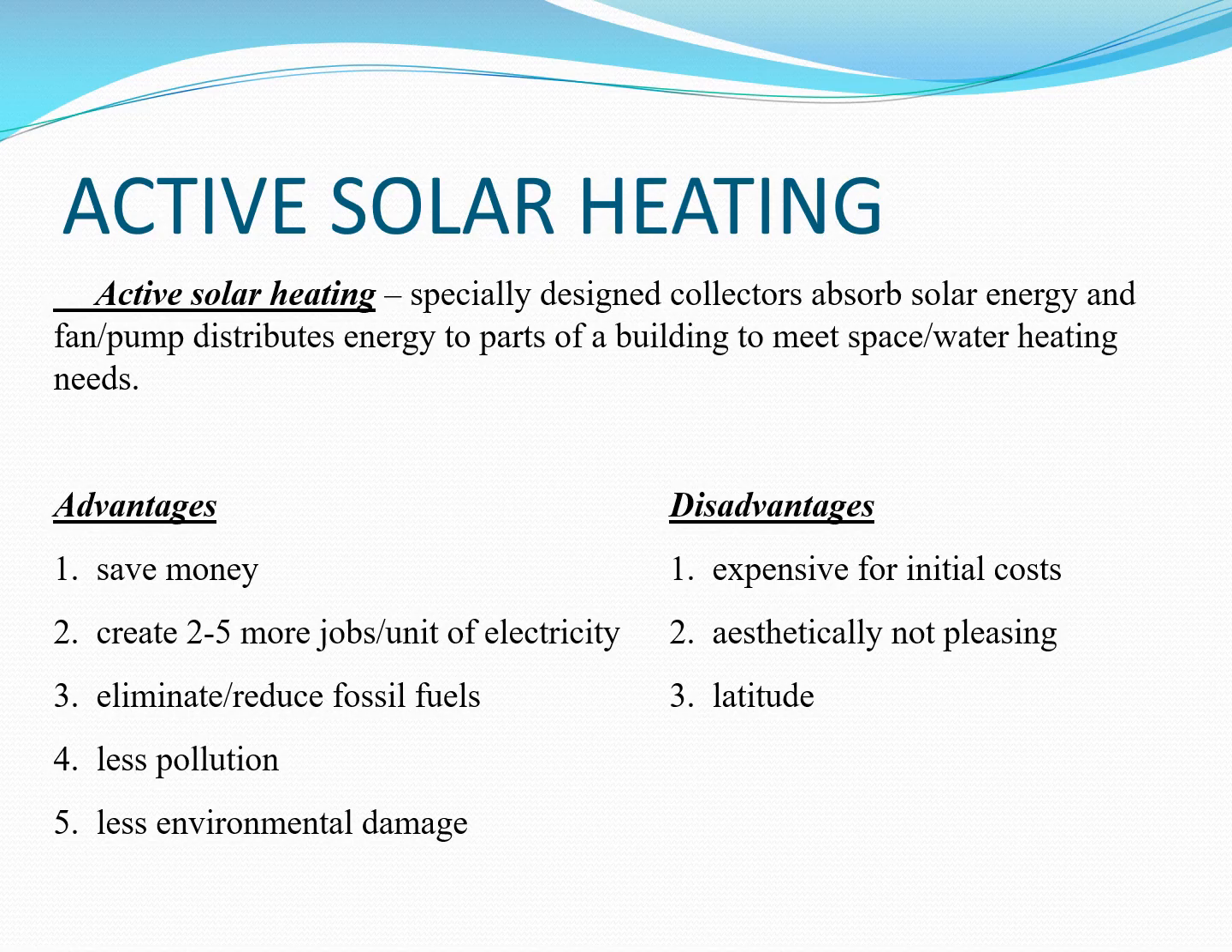Our next type is active solar heating. It uses specially designed collectors that absorb solar energy, and a fan or pump distributes the energy to parts of a building to meet space or water heating needs. Again, it has the same advantages and disadvantages as the previous type.